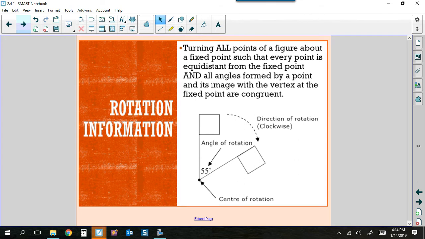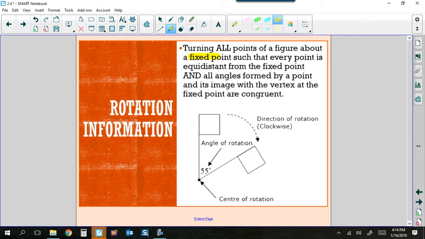So a rotation, not necessarily around its center, around any other point, is going to look similar to the diagram given here. Please go ahead and fill in the blanks for your next vocabulary word, rotation. It's turning all points of a figure about a fixed point such that every point is both equidistant from a fixed point and all angles formed by the point and its image with the vertex at the fixed point are congruent. So I have an illustration here showing you what that's talking about.